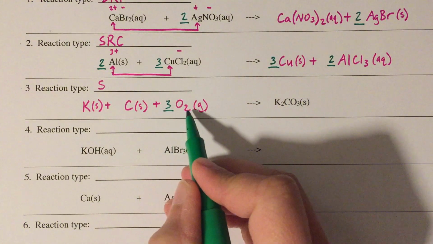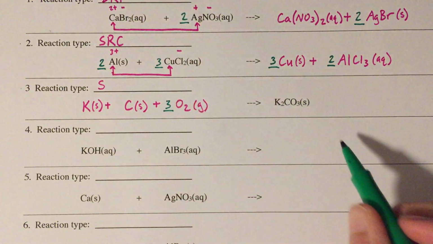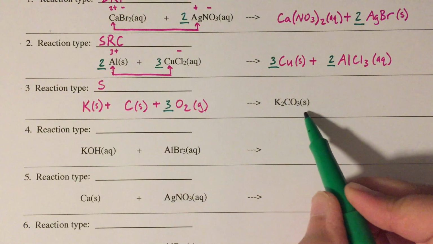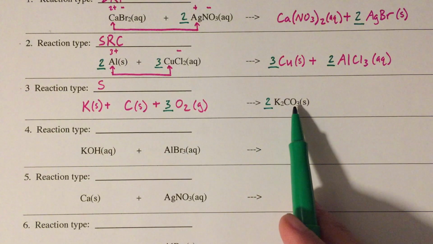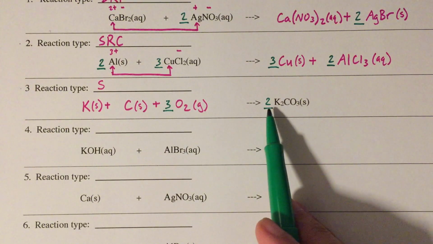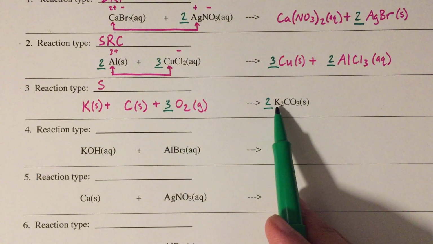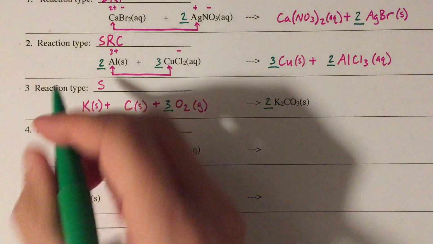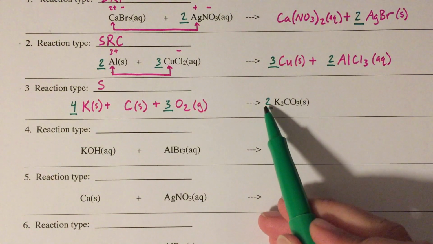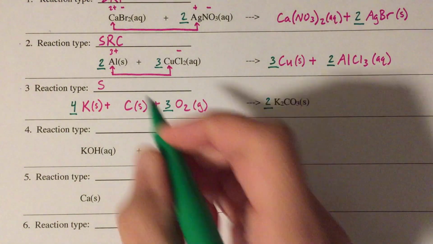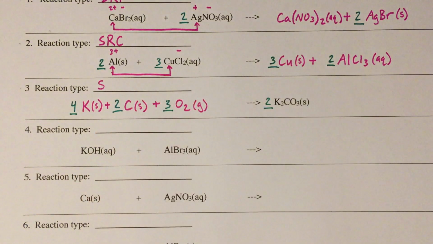So 3 times 2 will give us 6 O's on this side. So to get 6 O's on this side, I'm going to put a 2 here. So now it's 2 times 3, 6 O's here. Now by putting a 2 there, I'm also affecting the K's and the C's. So 2 times 2 is going to give me 4 K's. So I'm going to need a 4 there. And then 2 C's. So I'll put a 2 there. And that is it for number 3.